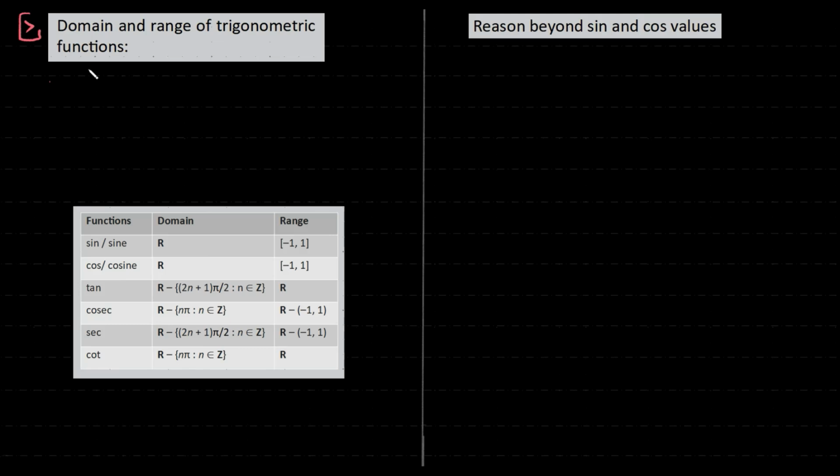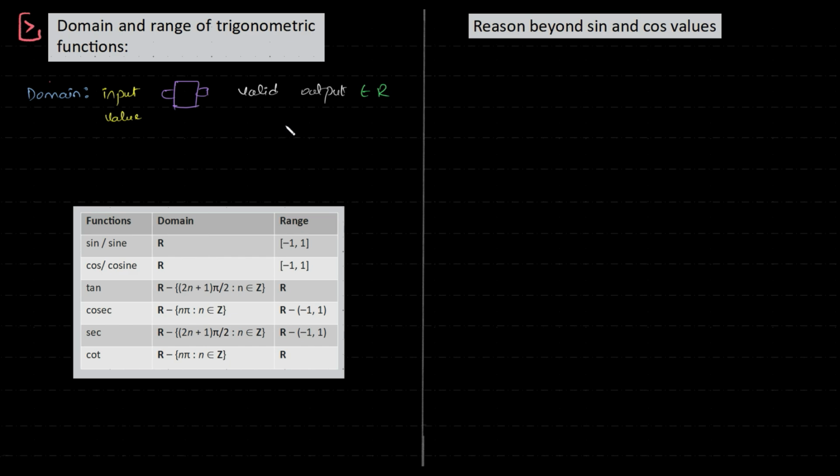We're looking at the domain and range of trigonometric functions. So let's recall the word domain. What is domain? Domain has to do with input values, which, as and when they go through the function, should give us a valid output. When we talk about a valid output, it should belong to the real numbers.